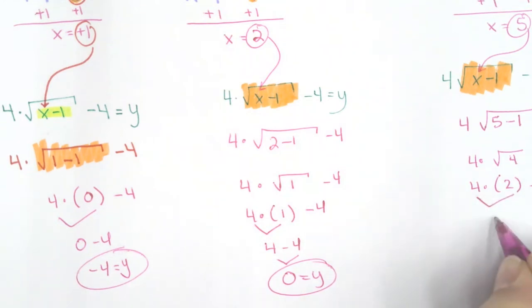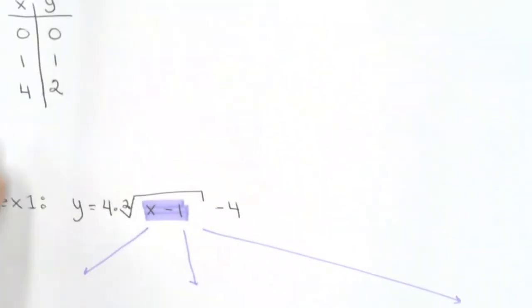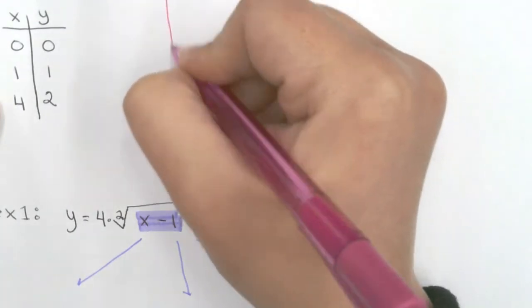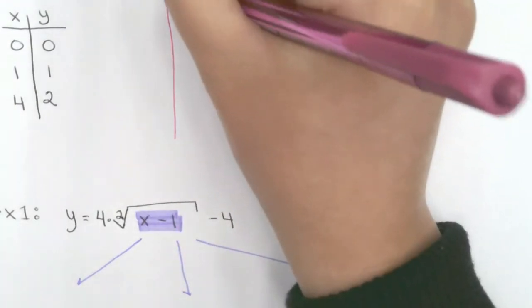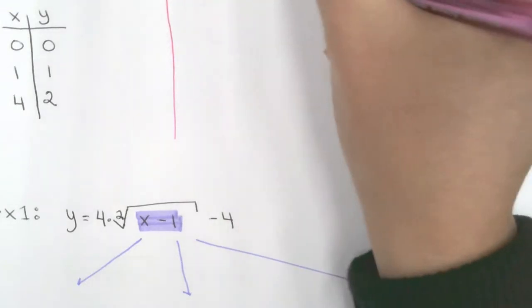4 times 2 is 8. 8 minus 4 is a positive 4. So what does that look like? What does that mean in our graphing world? So I'm going to shift this up just a little bit. Our parent function reference points were 0, 1, 4. Now our transformed points for y equals 4 times the square root of x minus 1, minus 4.